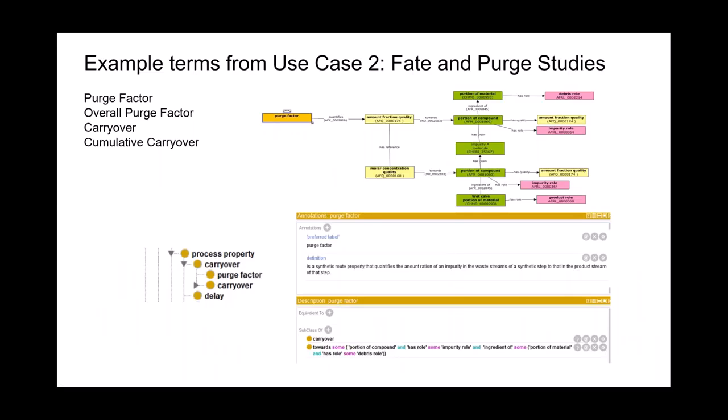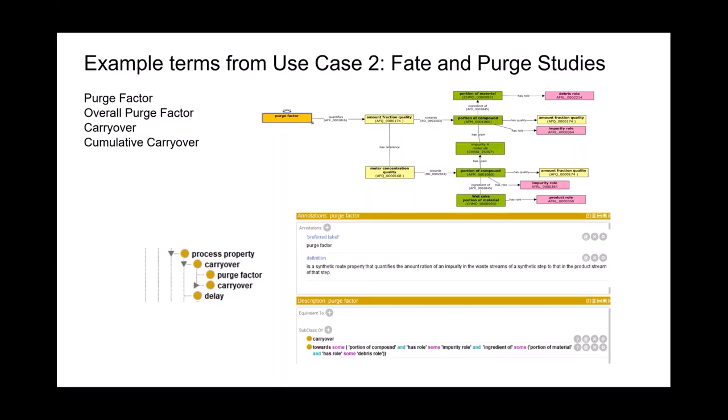So here are 4 example terms from the Fate and Purge example workflow. As an example, we're just going to look at the definition of the purge factor term. Again, we didn't find this term in any of the BFO ontologies, so we make a small CMAP representation of the definition that the chemist gave us. It's then encoded into a machine readable definition.